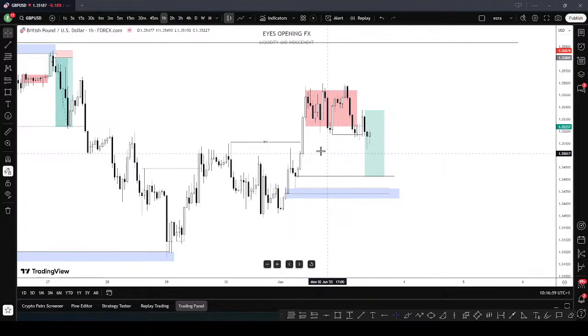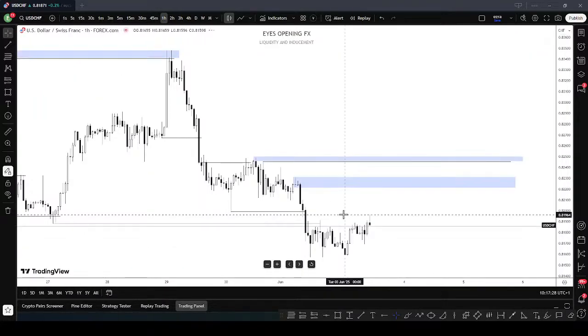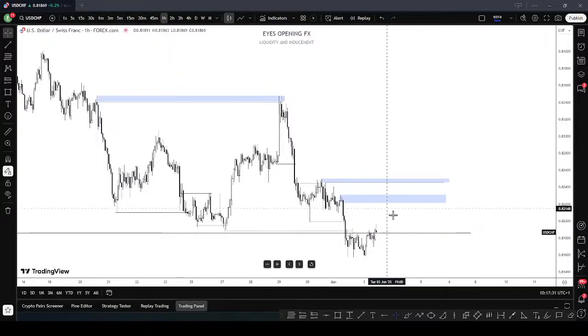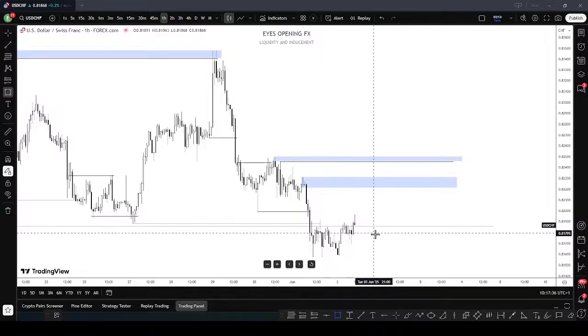All right, then there's another pair before we go to gold and BTC that I will look into. It's this pair. It has the same mood, just like GBPUSD.